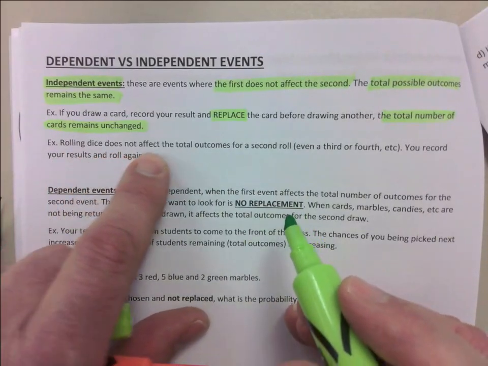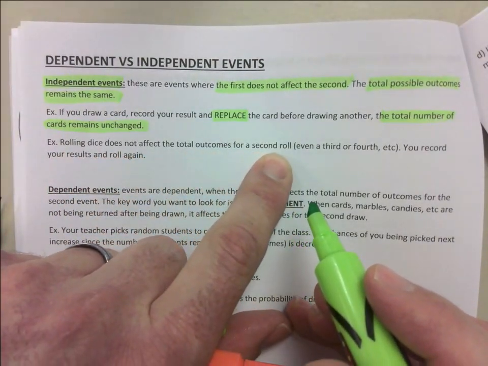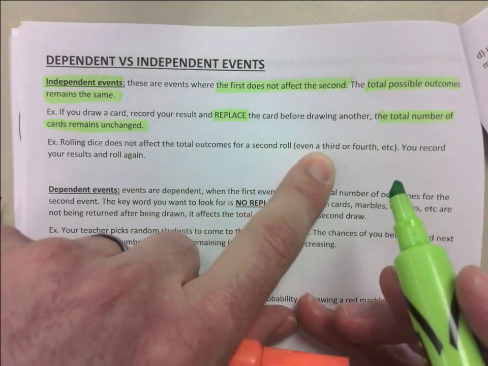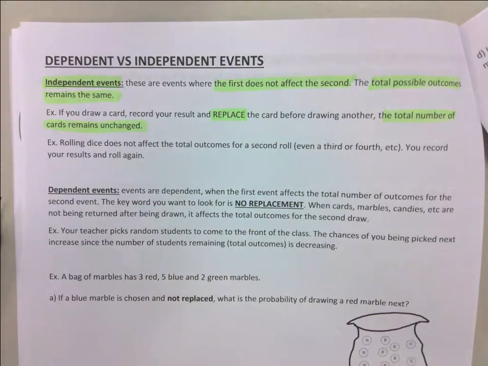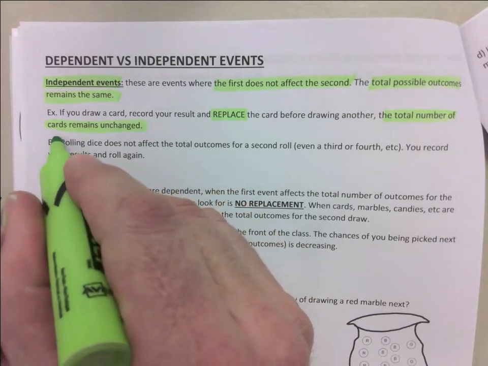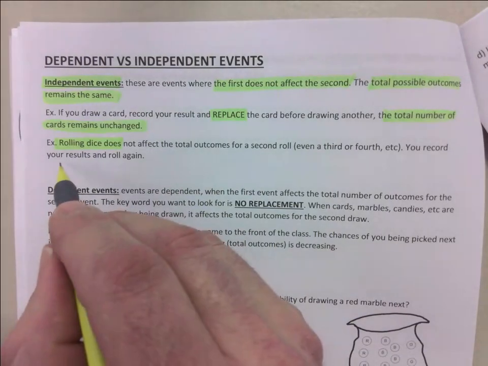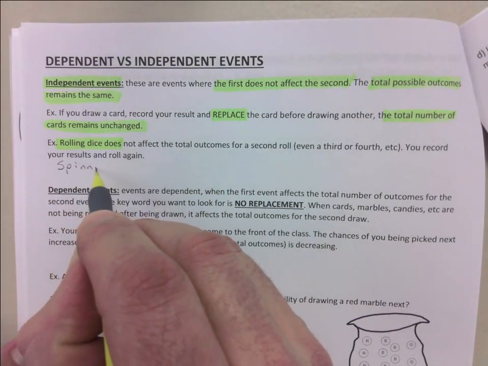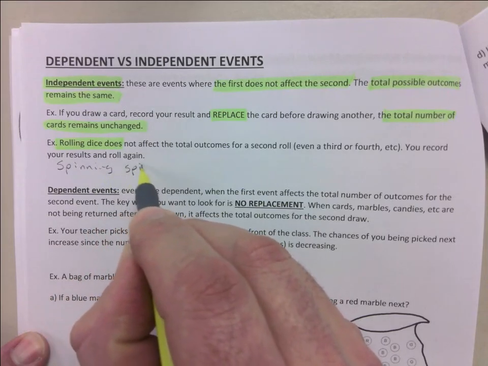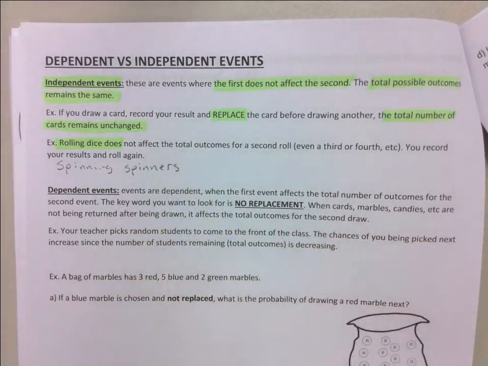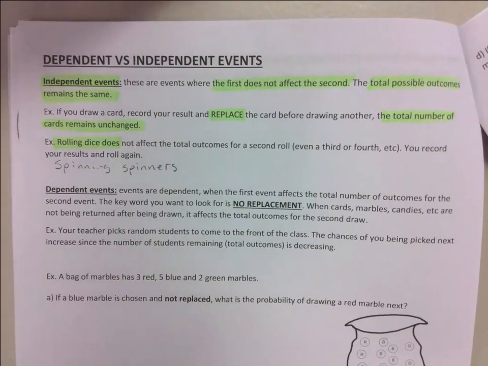Rolling dice does not affect the outcomes as well. Even on the second roll, even on the third roll, because you're never removing anything, it doesn't affect the other one. Okay? So that's a classic. Rolling dice does not affect. Spinning spinners. Spinners would be definitely not affecting. One wouldn't affect the other one because you're not removing anything. Okay? But here's where things change.